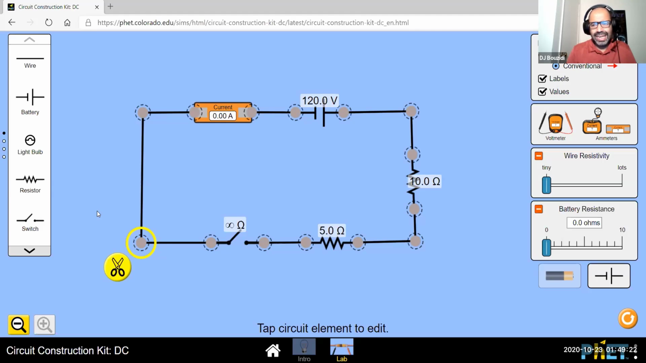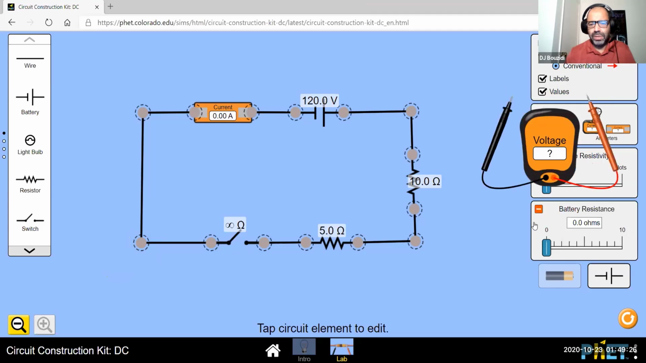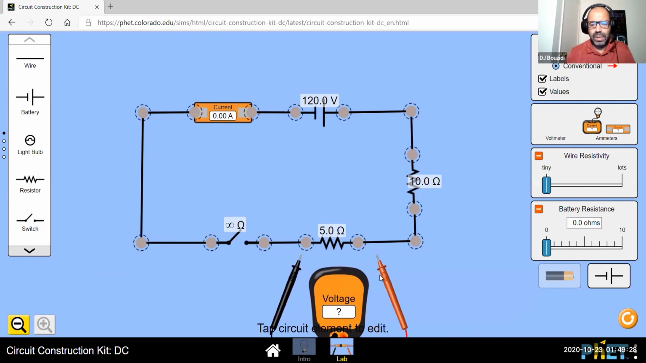At this point, I need my voltmeter. So I need to grab the voltmeter and put it right in here, put the positive side in here and the negative side in here, and it should read 0 volt. Because remember, V equals R times I. I is equal to 0 right now. You guys see that? 0 amps going through the circuit.